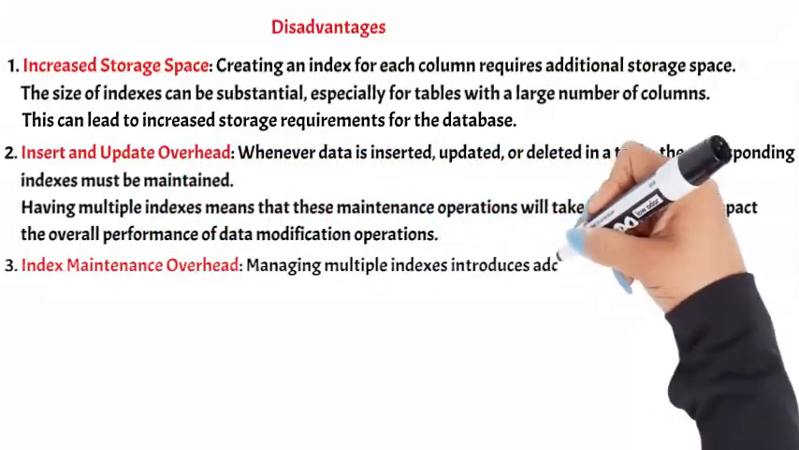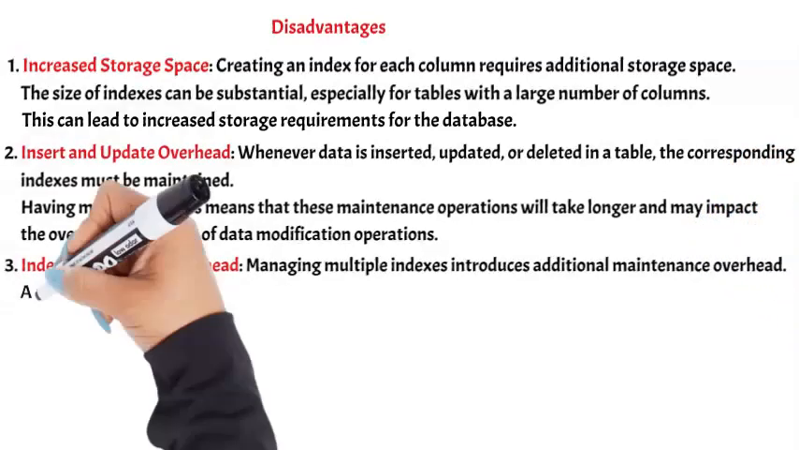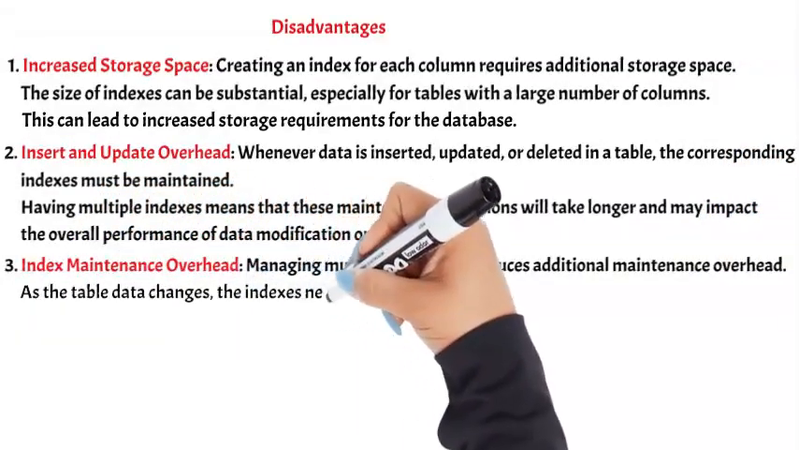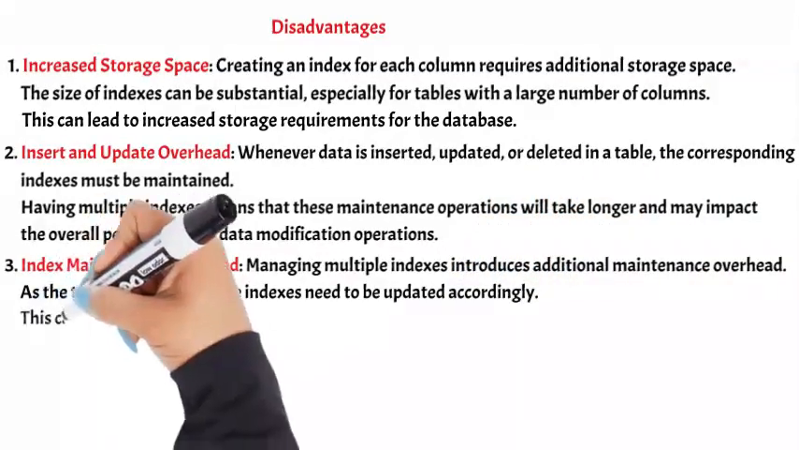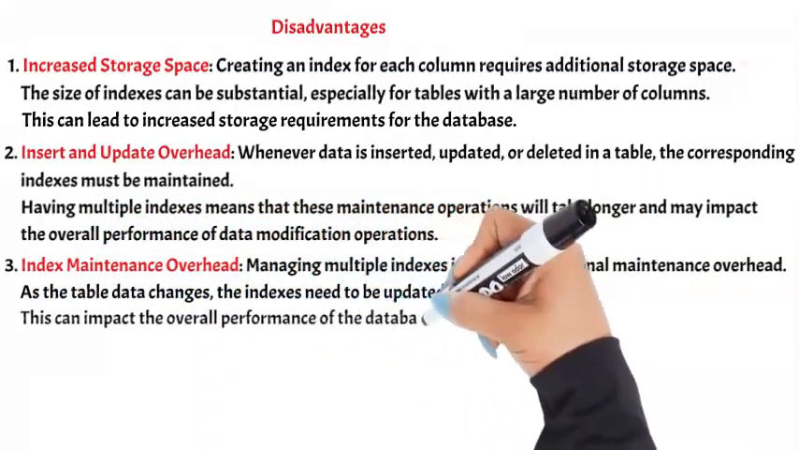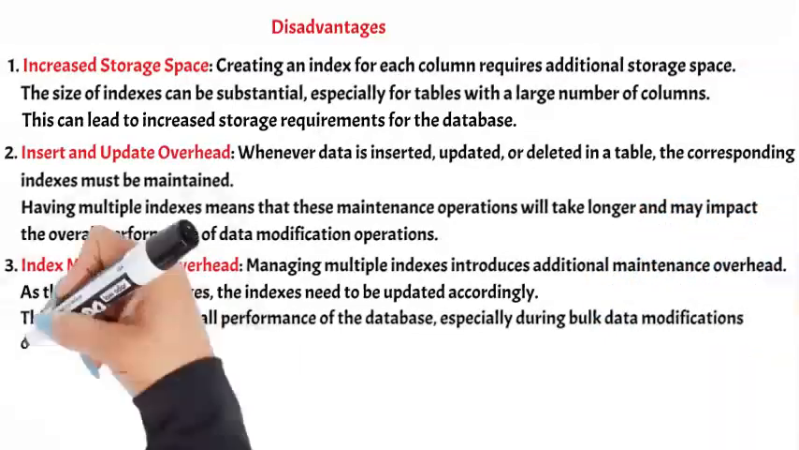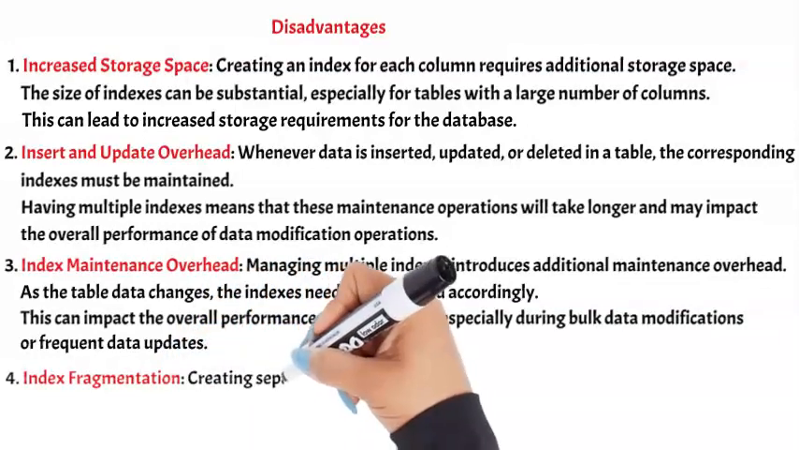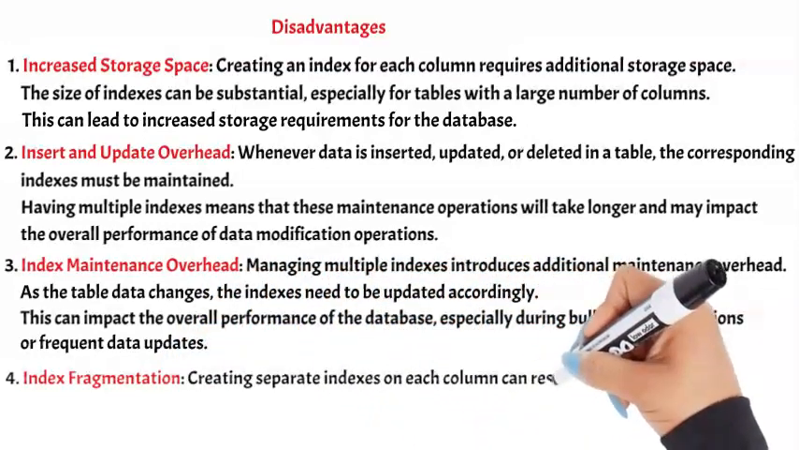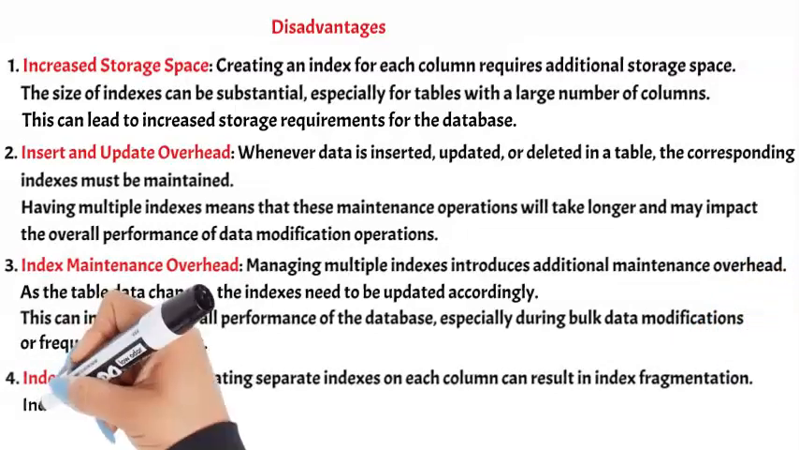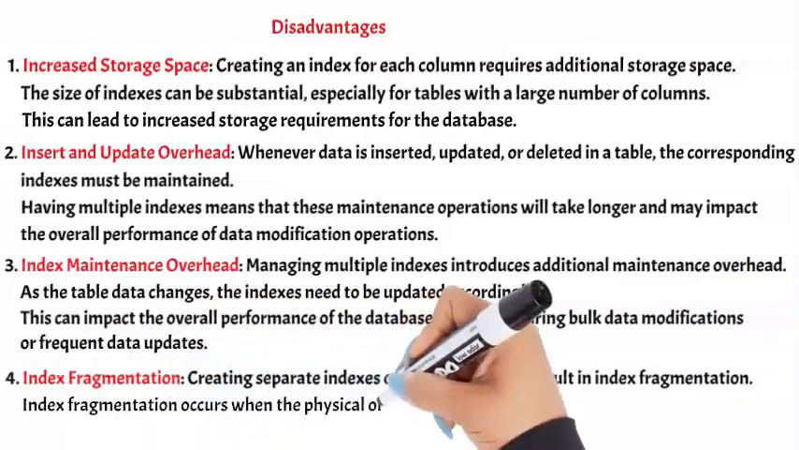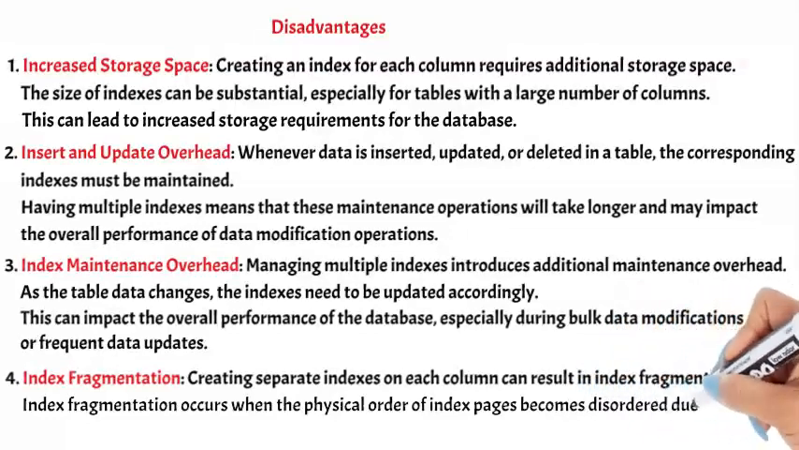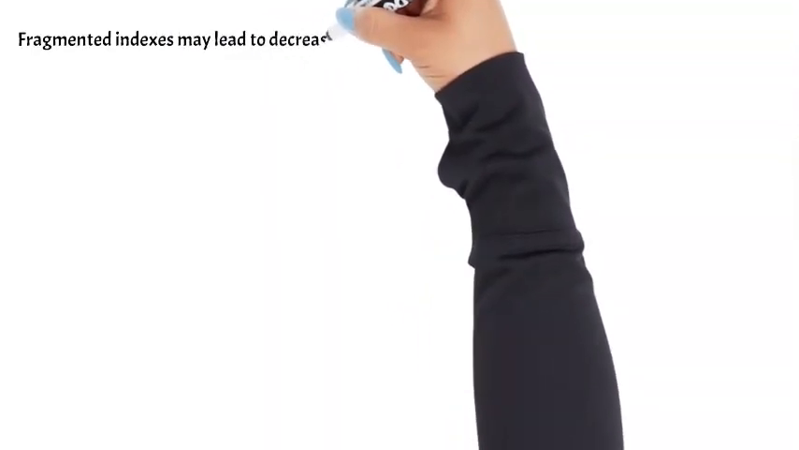3. Index maintenance overhead. Managing multiple indexes introduces additional maintenance overhead. As the table data changes, the indexes need to be updated accordingly. This can impact the overall performance of the database, especially during bulk data modifications or frequent data updates. 4. Index fragmentation. Creating separate indexes on each column can result in index fragmentation. Index fragmentation occurs when the physical order of index pages becomes disordered due to insertions, deletions, or updates. Fragmented indexes may lead to decreased query performance and increased storage requirements.